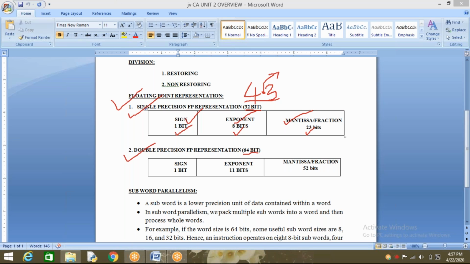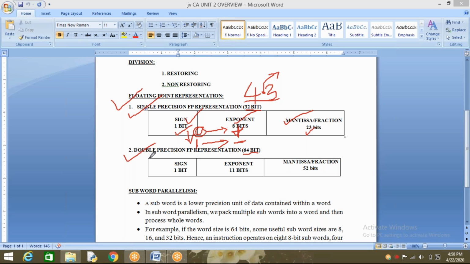Suppose the sign bit has the value 1, it is a negative number. When the sign bit has the value 0, the number is positive. So for positive numbers we have the bit 0 in the sign part, and for negative numbers the sign bit is 1.